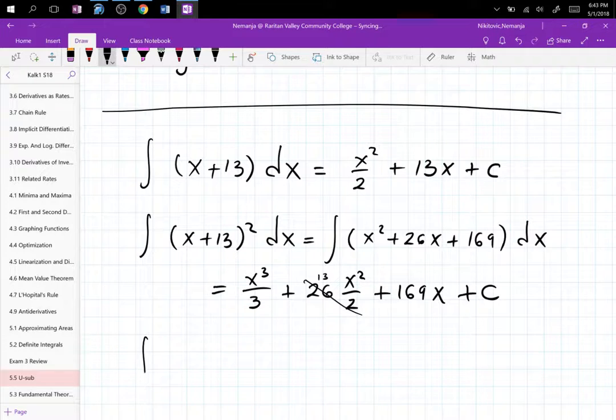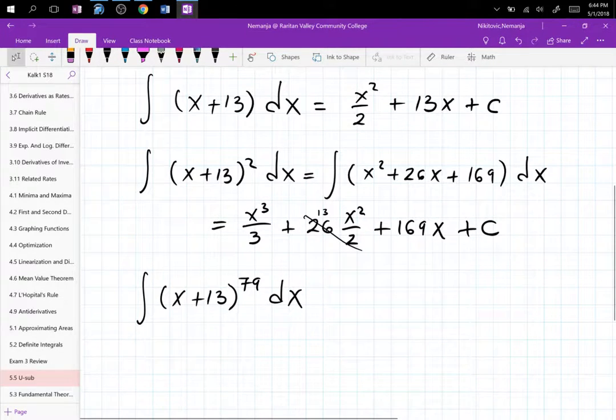And then I say, okay, fine. X plus 13 raised to the 79th power dx. Good luck FOILing. Right? And this is where issues become real. You're looking at this and you're saying, so I'm not going to FOIL this, right? So what should we do?